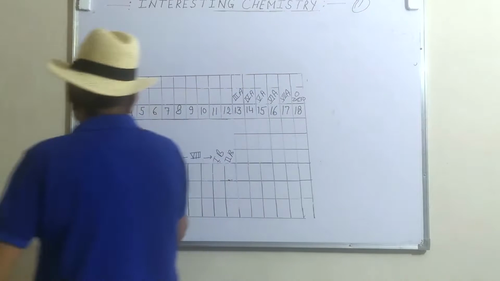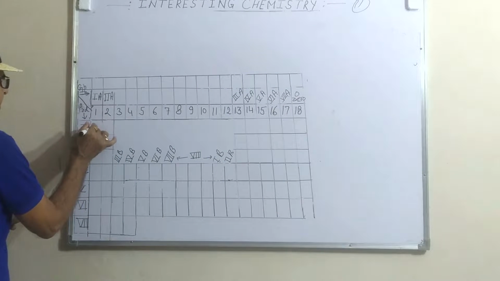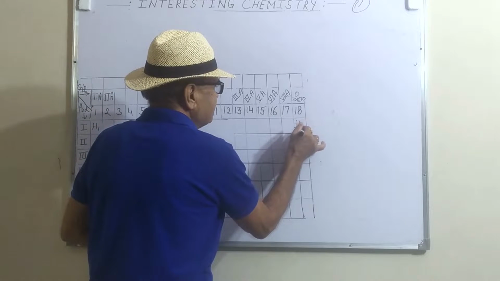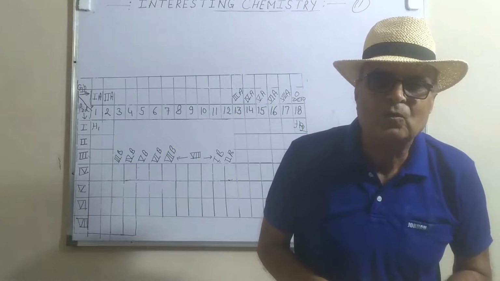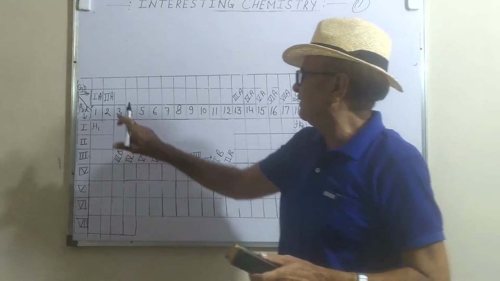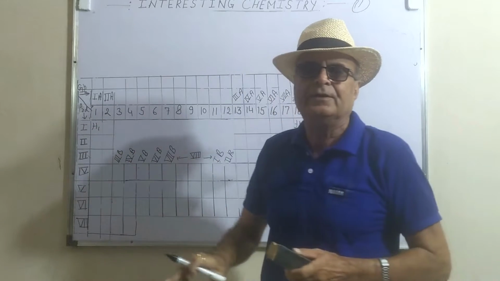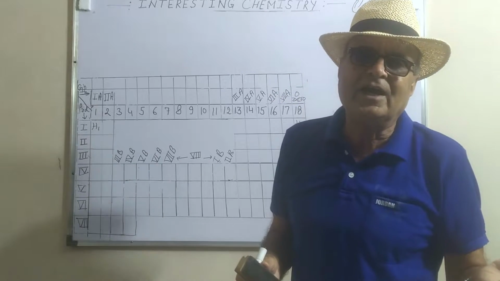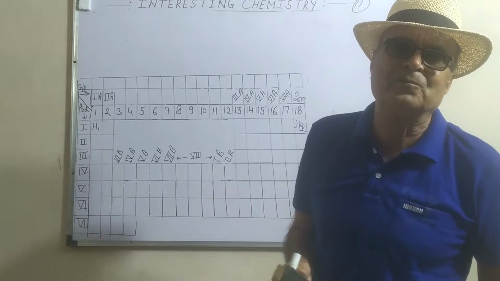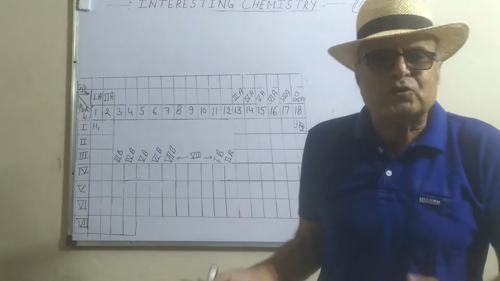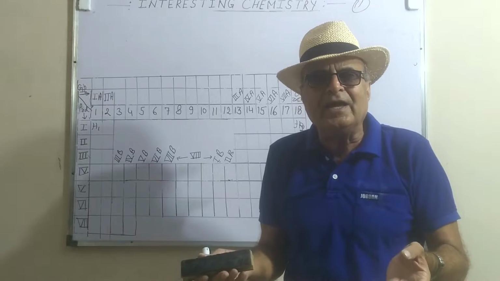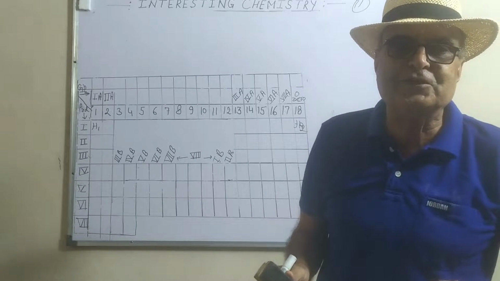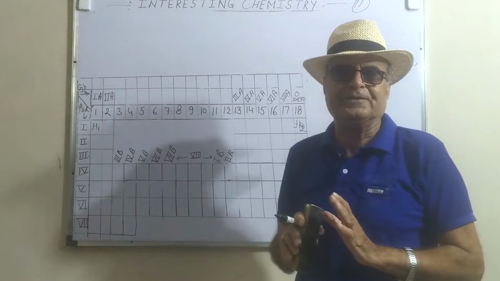Here the first element is hydrogen. You can write 1H1, and this is He, helium, the second element. In the first period, the first period has only 2 elements, hydrogen and helium. Very clear? This period is called the very short period. If anybody asks you to classify the periods, this is the very short period.